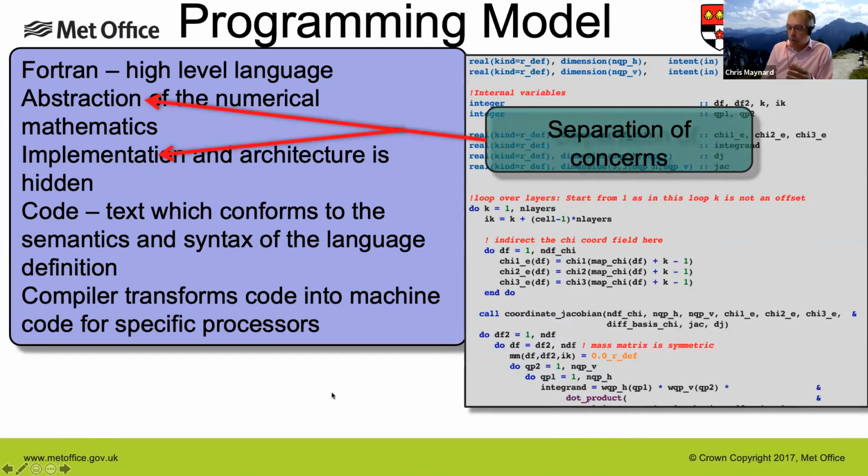It's an abstraction of the numerical mathematics where the implementation and architecture are hidden. The code is just text, which conforms to the semantics and syntax, the language definition. Then we have a compiler, which transforms the code into machine code for specific processors. Here we have this separation of concerns between the domain of the mathematics and the domain of the computer architecture. This is very important because it means we can take the same computer program and run it on a different computer by recompiling it. The fact that computer architectures are different, we don't actually have to change the code. And this is the ideal scenario we would like.